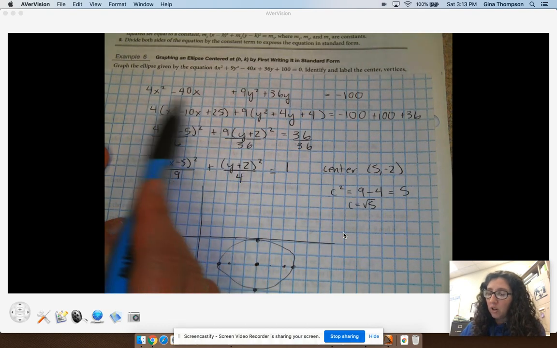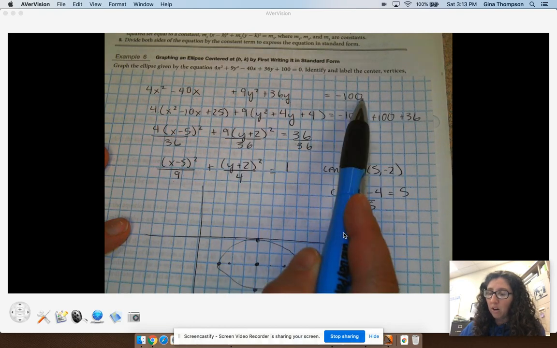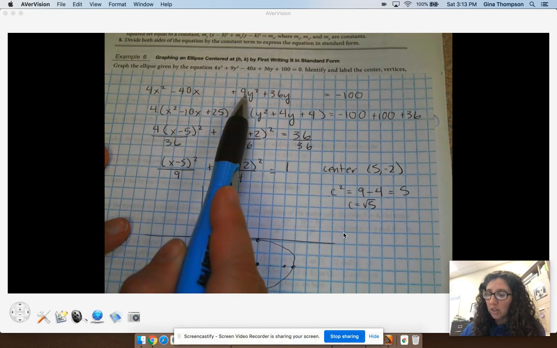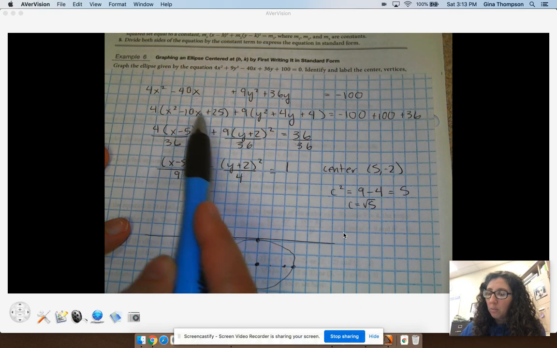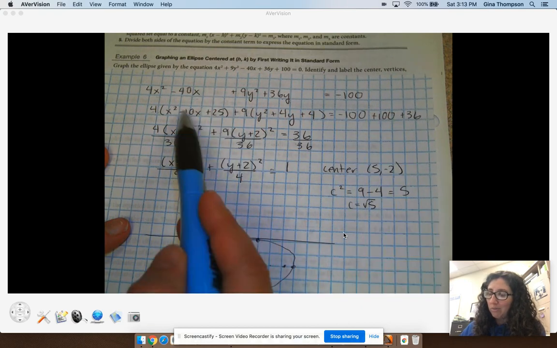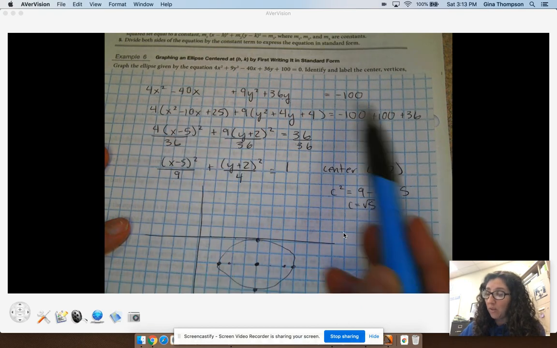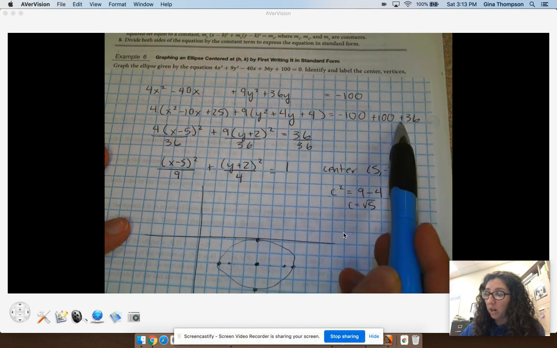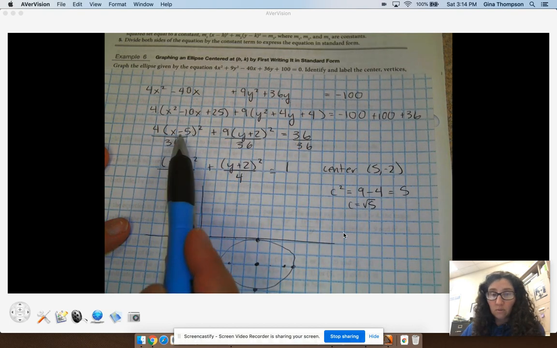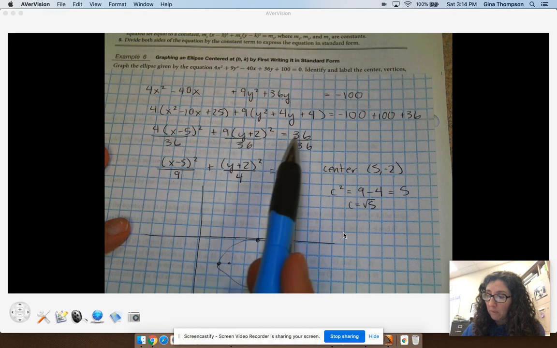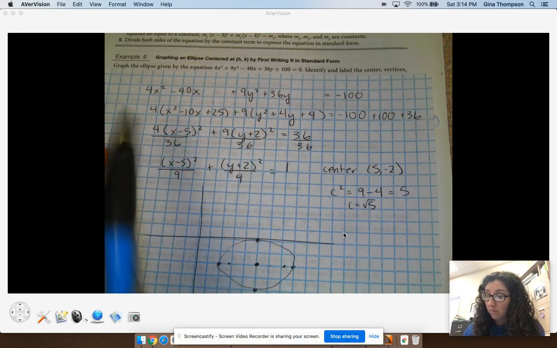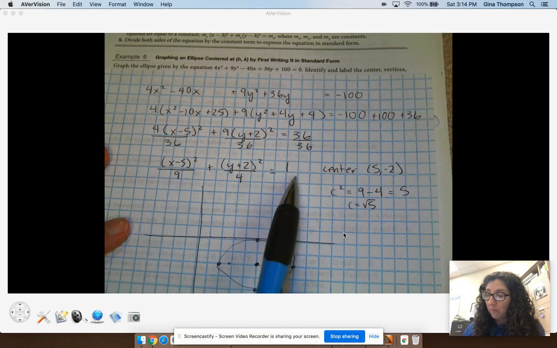You clump all the x terms, all the y terms, bring the constant over here, factor out the x and y coefficients, complete the square, and add this coefficient times 25 over here, this coefficient times 4 over here. Right? This is a perfect square. Now we make this 1 by dividing by 36. Right? Simplify, and there we go.